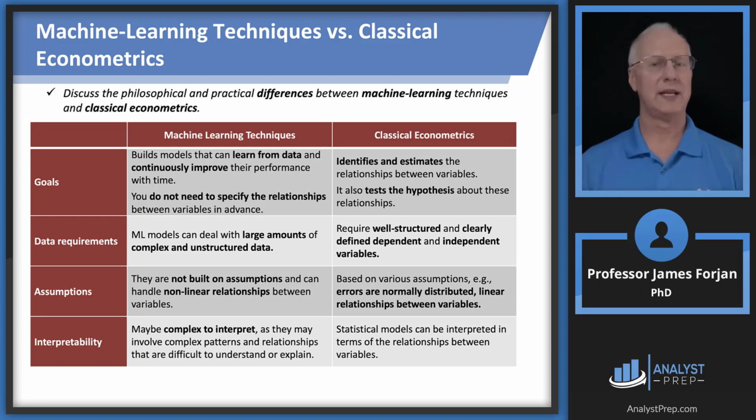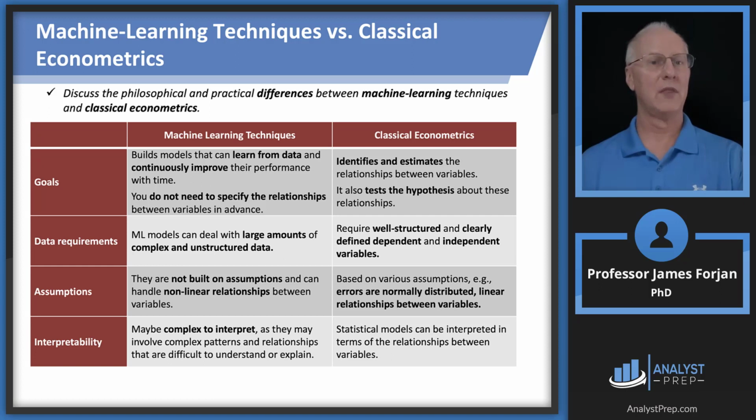Classical econometrics identifies and estimates that relationship and it tests the hypothesis. This is well-structured, clearly defined, independent and dependent variables, right? We're assuming normal distributions and linear relationships, and these models are going to be based on their ability to interpret these relationships. So we know all that stuff from our old-time knowledge, but now let's go ahead and look at the middle column there, machine learning techniques.